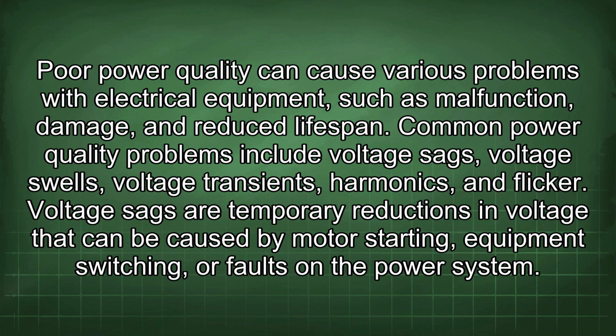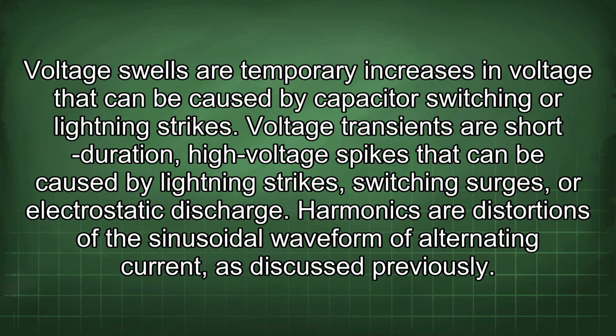Common power quality problems include voltage sags, voltage swells, voltage transients, harmonics, and flicker. Voltage sags are temporary reductions in voltage that can be caused by motor starting, equipment switching, or faults on the power system. Voltage swells are temporary increases in voltage that can be caused by capacitor switching or lightning strikes. Voltage transients are short-duration high-voltage spikes that can be caused by lightning strikes, switching surges, or electrostatic discharge.